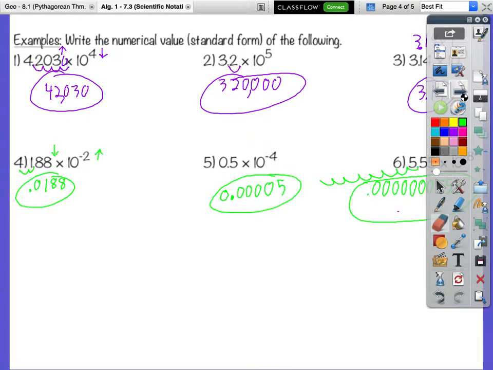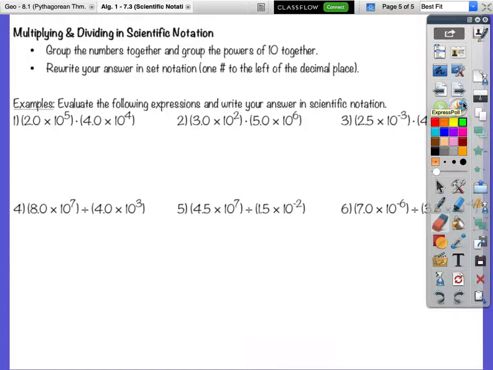Okay, so let's work on multiplying and dividing these. What we're first going to do is group different numbers together. We're going to group our regular numbers together, like what would be multiplied by 10, and then we're going to group our powers of 10 together, so like our 10 to the 5th and 10 to the 4th. And we're going to rewrite our answer in scientific notation as well.